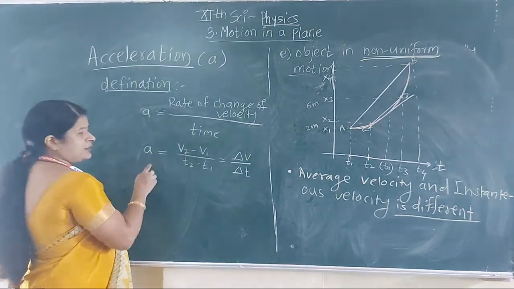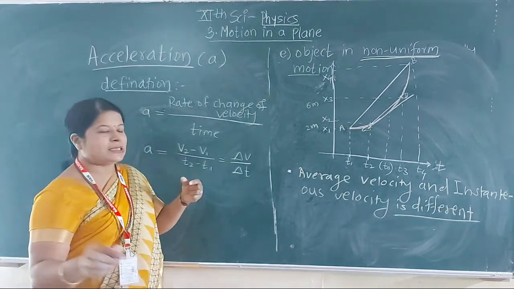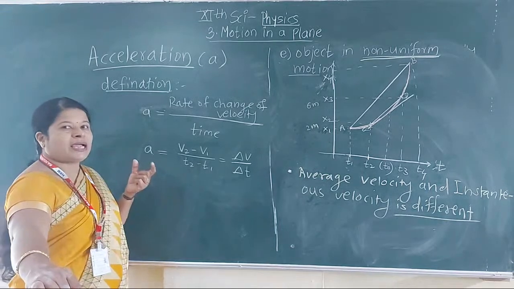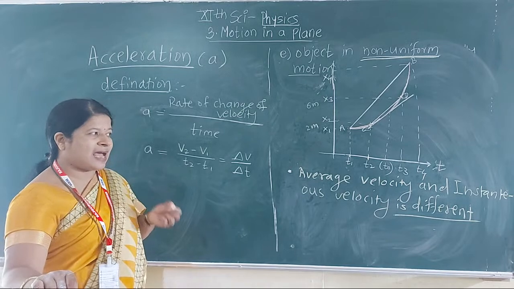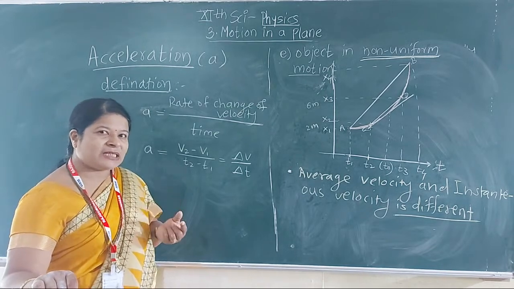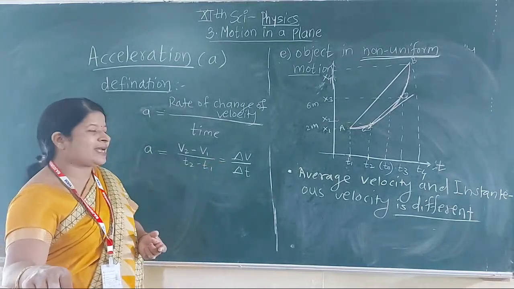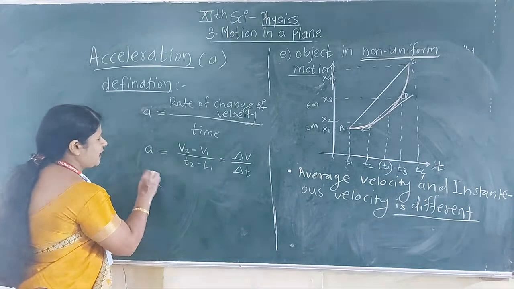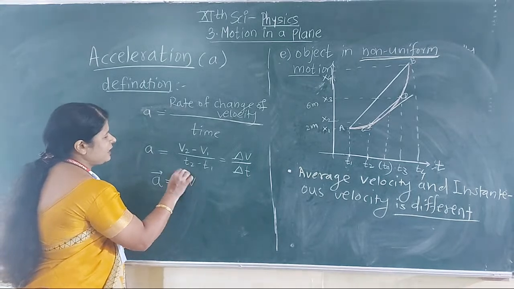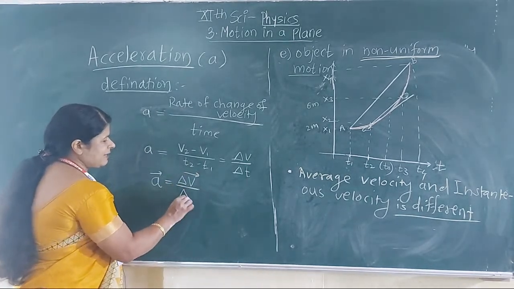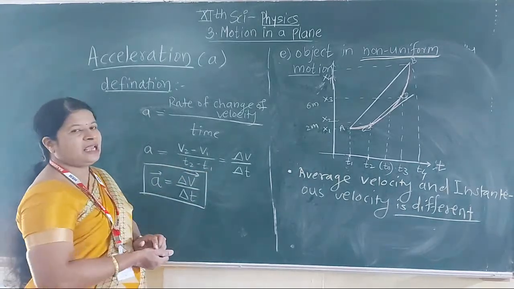Velocity is change in displacement divided by time, and we know that displacement is a vector quantity. So delta v divided by delta t is also a vector quantity. Therefore vector a is equal to vector delta v divided by delta t. This is the formula for change in velocity with respect to time.